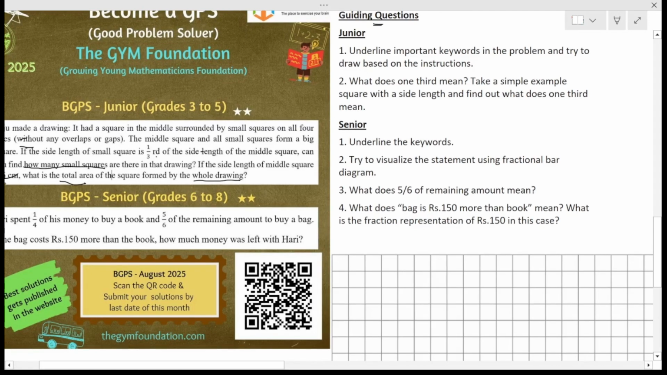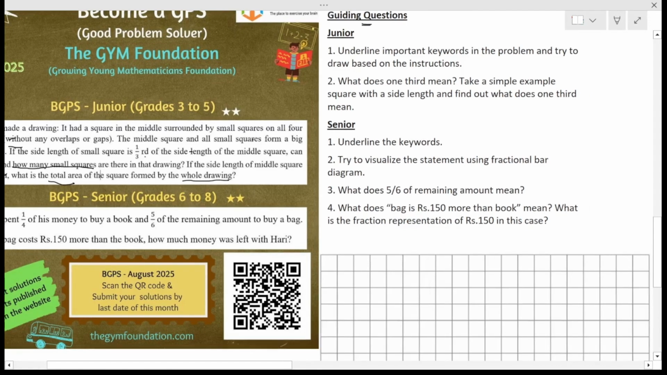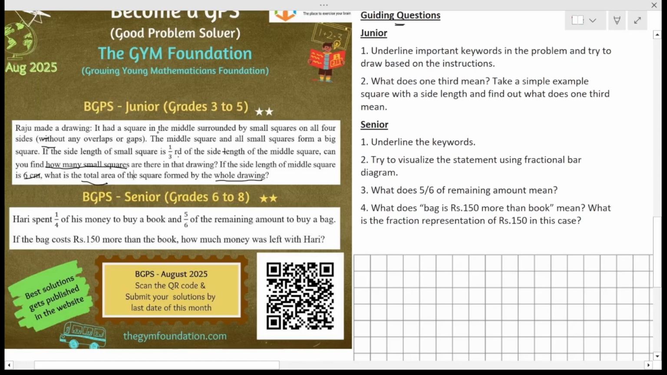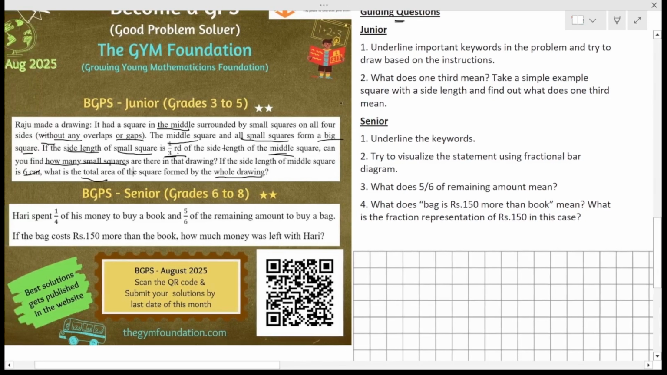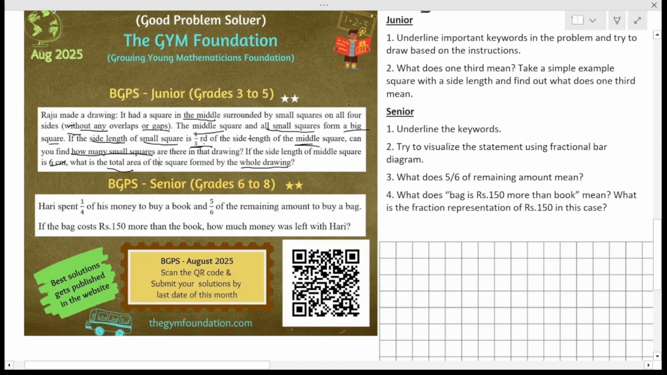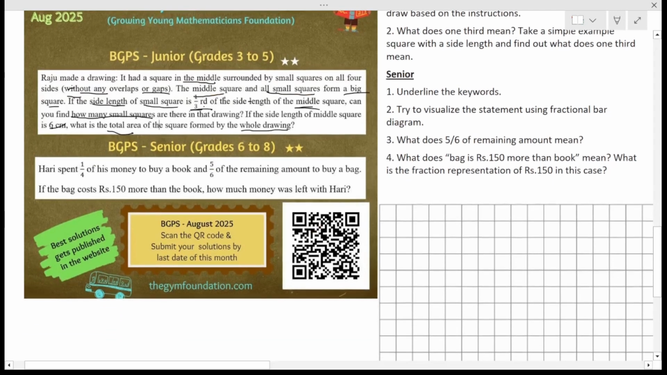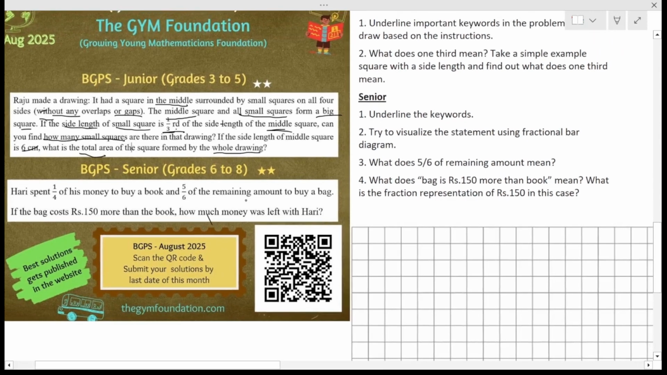So let's see what the guiding questions we have published are. Underline the key important words. Yes, so this is about a square in the middle, and the middle square and all small squares form a big square, and there are no overlaps or gaps. And then the side length of the small square is 1/3 of the middle square. The second guiding question says, what does 1/3 mean? That's quite straightforward. 1/3 means, in one whole, one part out of three equal parts. But here, what does 1/3 of the side length of the middle square mean?